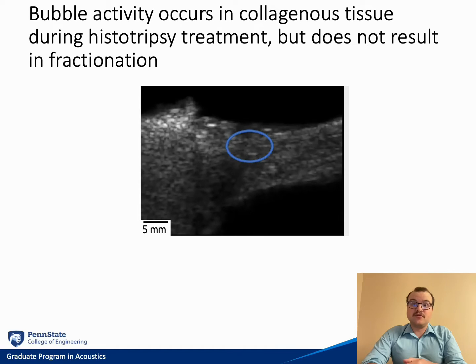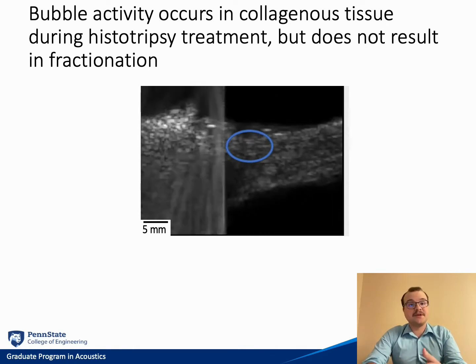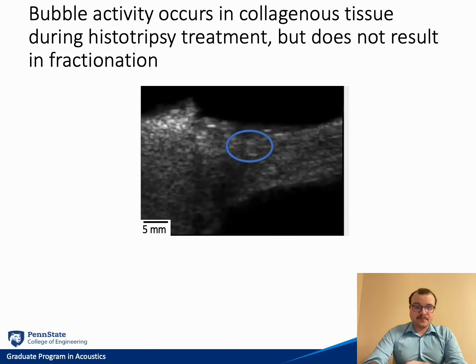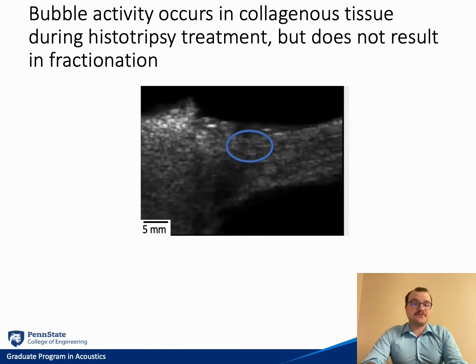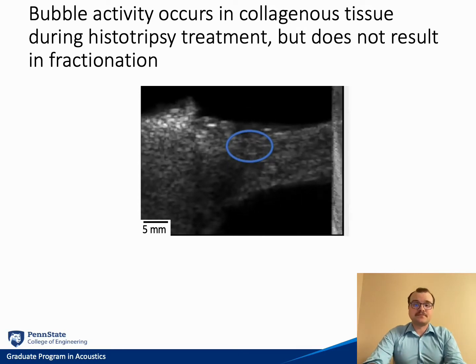While this has been proven successful in soft tissue, collagenous tissue, such as tendon, is extremely resistant to histotripsy, and this has been attributed to its high elasticity and anisotropy, as well as its low water content. This video shows a bovine tendon undergoing histotripsy treatment, and in the blue focal region corresponding to the focus of the HIFU transducer, we see these bright spots indicating that bubble activity is occurring, but this is not conducive to fractionation.